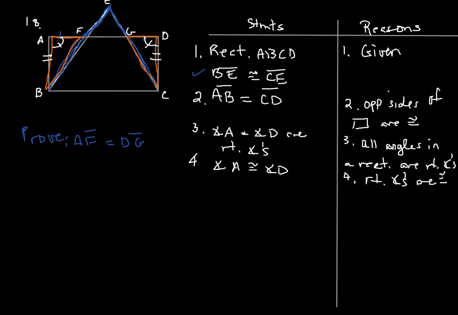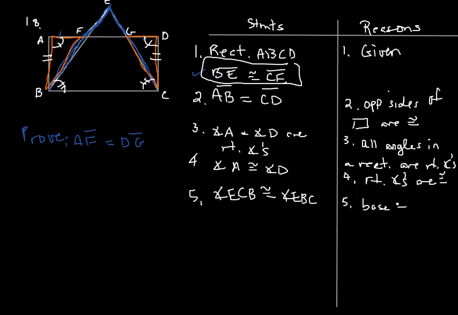Now, you have to use this information somehow, and here's how we're going to use it. We're going to say that this angle and this angle are congruent. So let's just put that in. Let me just put another slash there. So we would say angle ECB is congruent to angle EBC, because base angles of an isosceles triangle are congruent. So, okay, how does that help us?